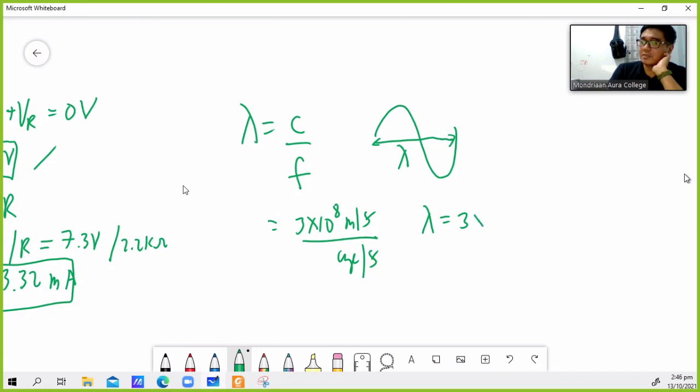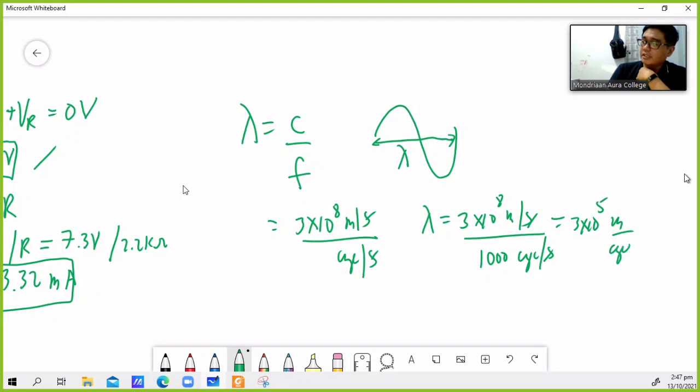So that's 3 times 10 raised to 8 meters per second divided by 1,000 cycles per second. The seconds cancel, leaving meters per cycle. So what is that? 3 times 10 raised to 5 meters per cycle. That is approximately 300,000. Did I get that right? 300,000 meters. That's how long a 1 kilohertz signal is.